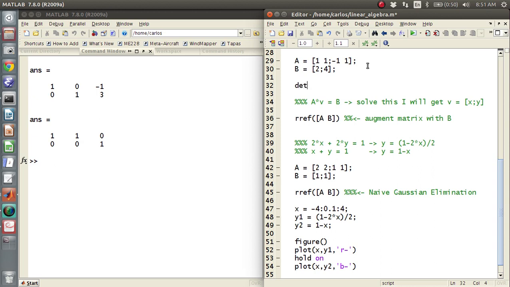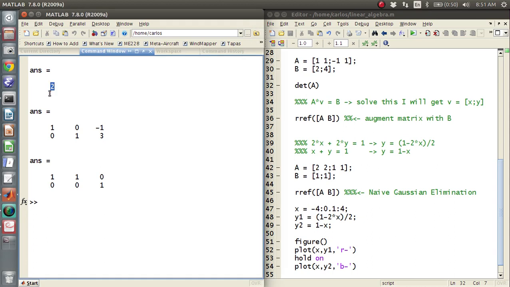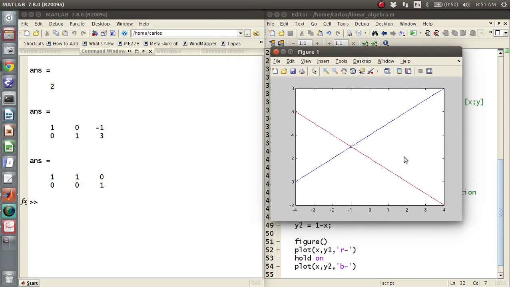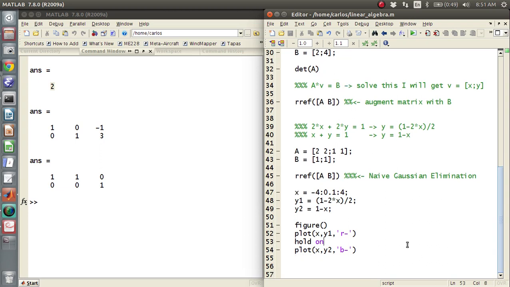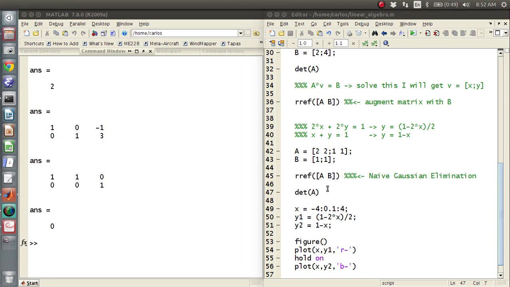So again, we're going to show how to do this in class, but if I run the determinant of A up here, you see that the determinant here is 2, which means it's non-zero. That means since it's 2, the solution exists. Now if I take the determinant of A down here, notice that I get a 0 determinant.